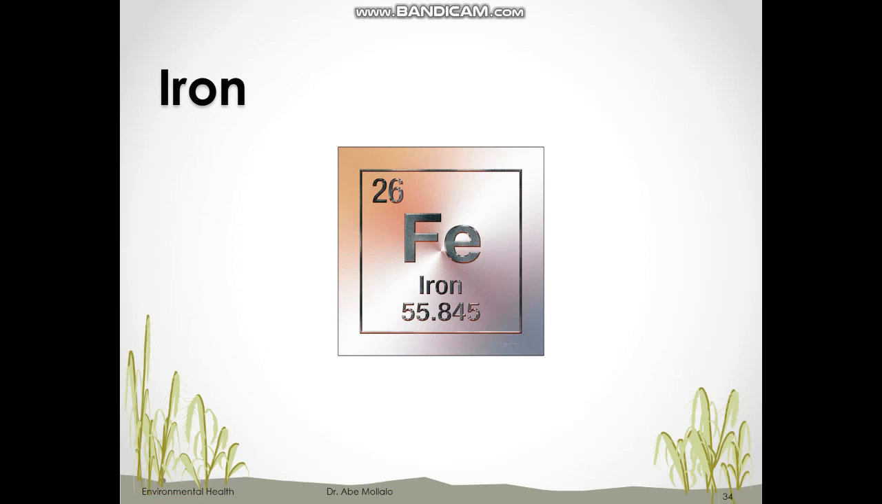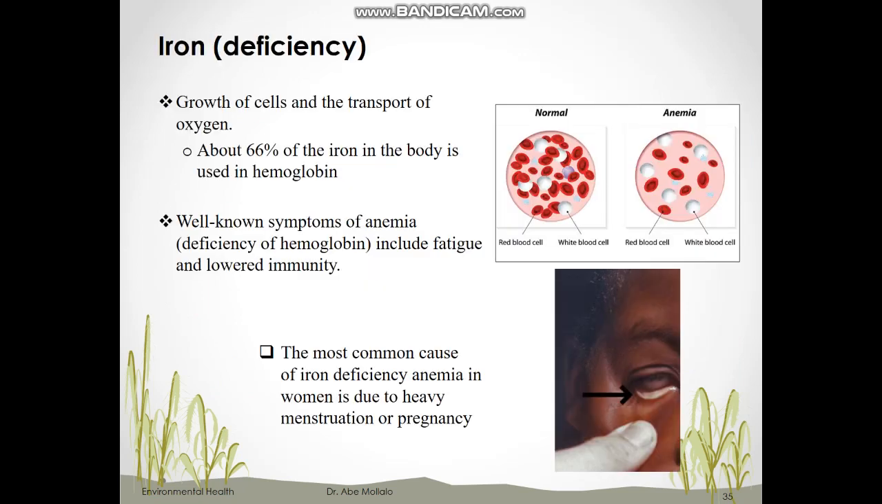Iron is the next trace metal. Iron is important for the growth of cells and transports oxygen within the circulatory system. Almost 66% of iron is used in red blood cells to transport oxygen. We have two bad situations for iron: deficiency of iron and overload of iron. Deficiency of iron causes anemia.